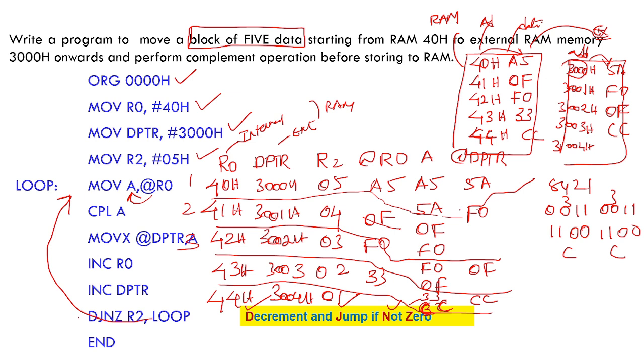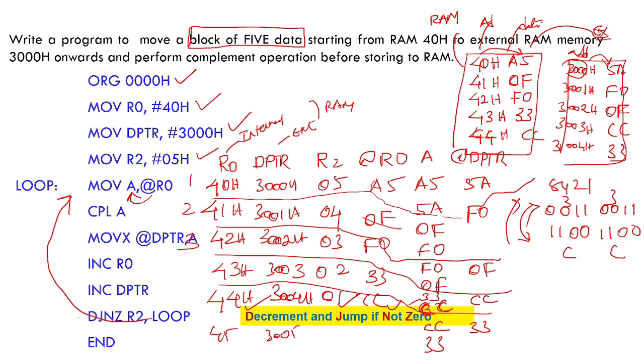So at R0, what is the data? CC. Okay, so your accumulator will hold the same. Then you want to take a complement. If you take the complement of CC, you will get 33, right? So that is stored, then it is transferred, by using this instruction, to the @DPTR. So currently 3004 holds 33H. So now everything is updated. Now you can see here again I will update 45, then 3005H.